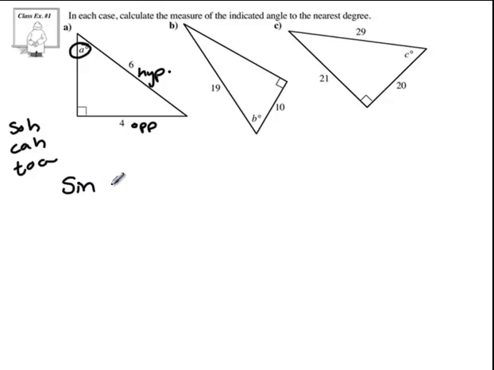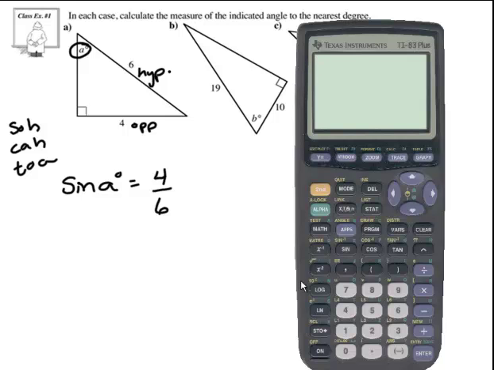So the sine of angle A is going to be equal to the length of the opposite side divided by the length of the hypotenuse. This is the time in your calculator where you don't know the angle, so you have to use that second function sine. So 4 divided by 6. There's no need to change it to a decimal. Just enter the fraction or the ratio exactly as it is and hit enter.